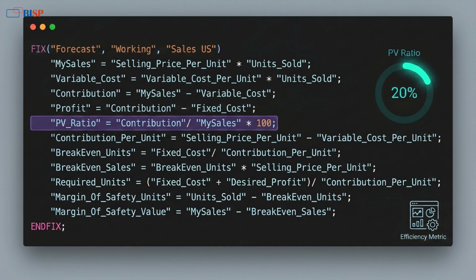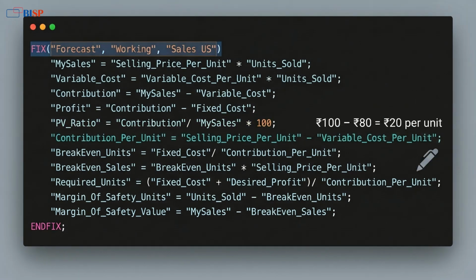Line 5, PV ratio. Contribution divided by sales multiplied by 100. Expressed as a percentage, this tells management the profitability efficiency of every sale. Line 6, contribution per unit. Selling price minus variable cost. At the unit level, this is $100 minus $80. Contribution per unit is 20 rupees.